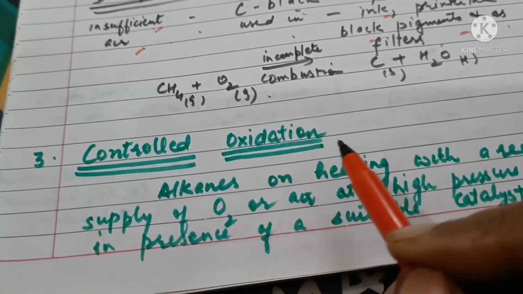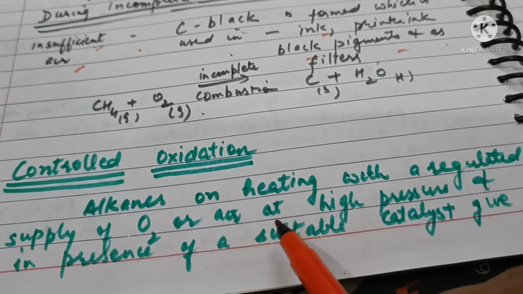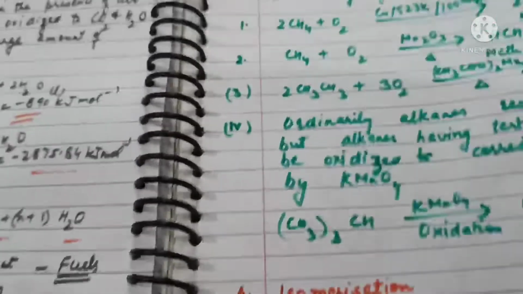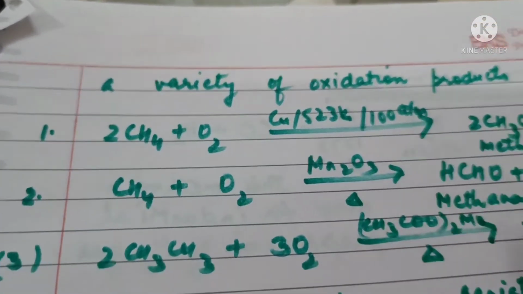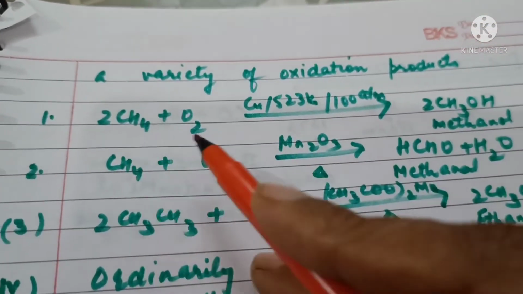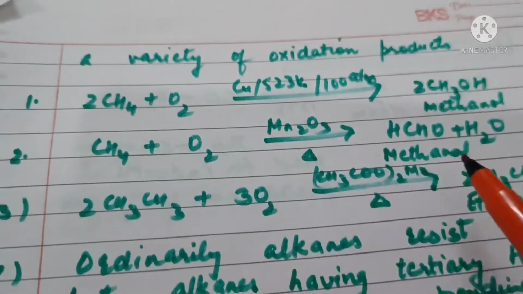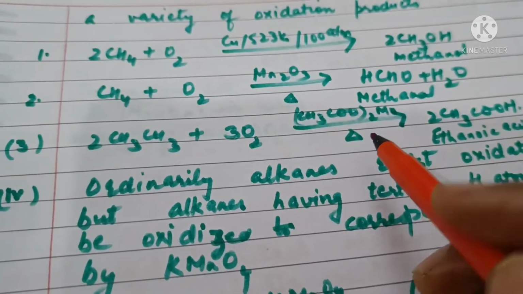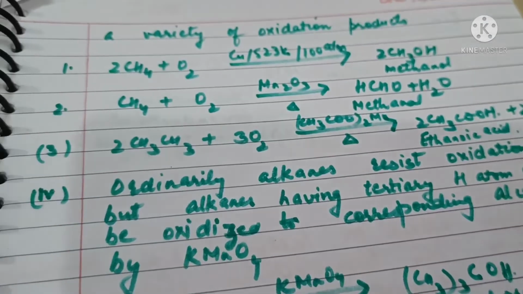We can also carry out controlled oxidation. So alkanes, when heated with a regulated supply of oxygen or air at high pressure in presence of a suitable catalyst, can give a large range of products. For example, when the catalyst is copper at 523 Kelvin, methane will form methanol. With molybdenum oxide, methane will form formaldehyde and water. With manganese acetate, ethane will form ethanoic acid and water.